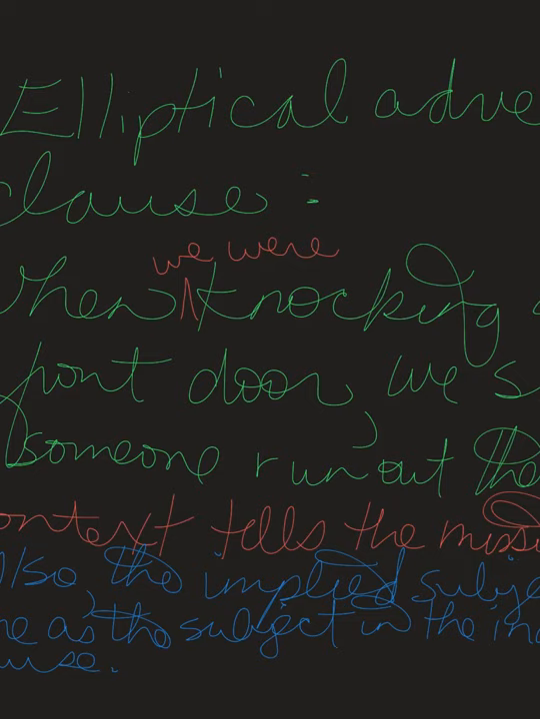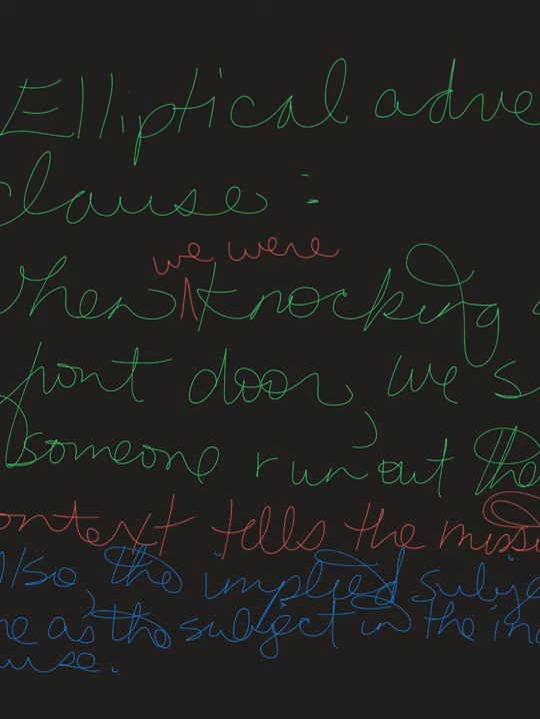Okay, so look at this. When knocking on the front door, we saw someone run out the back. Okay, when who was knocking on the front door? It doesn't really look like a clause; it looks more like a participial phrase than it does a clause, right? But you can by context tell who's knocking. You can put those words in there just by context. When we were knocking, okay?